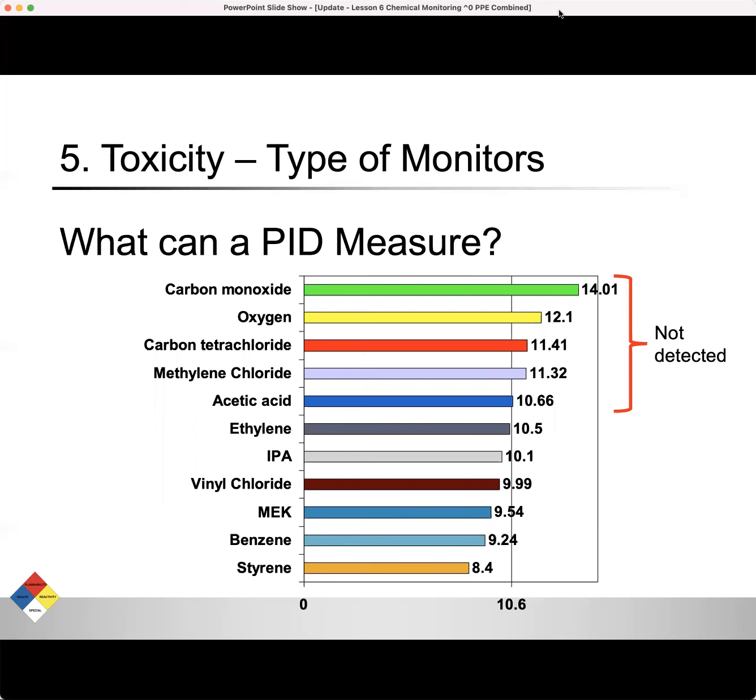So here's a chart with some examples of gases and charting their ionization potential. On the left, we start at 0 in the ionization potential, and then we move to the right, you can see the line where the 10.6 is. All the top 5 chemicals there will not be detected by a PID with a lamp of 10.6. It just won't see them. It's as if they're not there. So you're not going to monitor with a PID for carbon monoxide, oxygen, carbon tetrachloride, methylene chloride, or acetic acid.